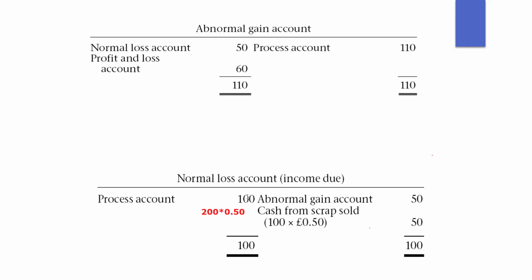This is a combination of the abnormal gain. So the abnormal gain is 100. 100 can be sold at 50 pence each, so we are getting 50. And the balance is the cash we are receiving, that is 100 into 50 each. So we are going to debit the cash account, then we are going to credit the normal loss account.